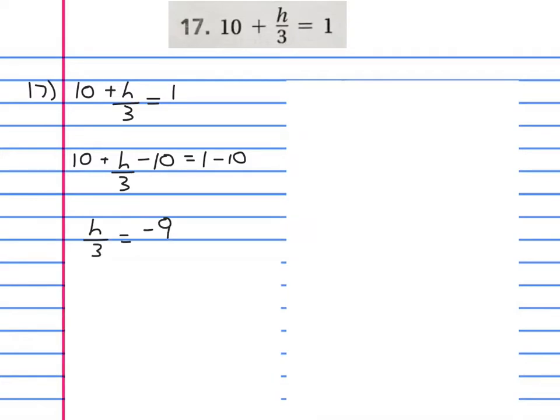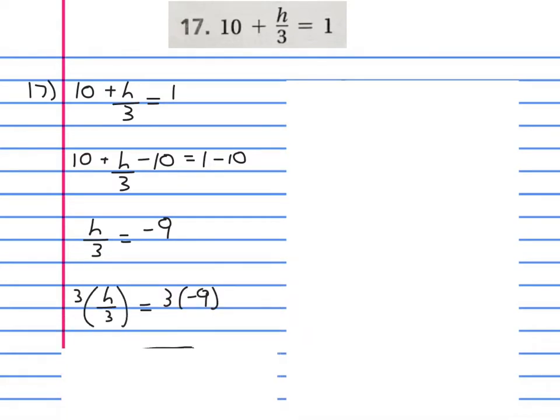Now we're going to simplify on this step. And remember, the whole reason of doing this minus 10 is to undo that plus 10, and so that's gone, leaving just this part, h divided by 3. And when we combine, we find 1 minus 10 is negative 9. And what do we need to do now? Well, h is being divided by 3. The inverse operation of that is times 3.